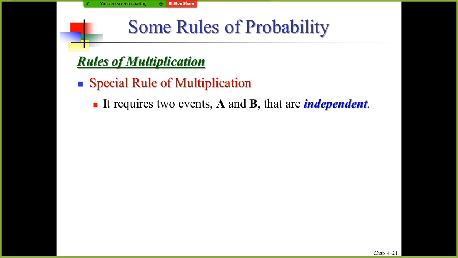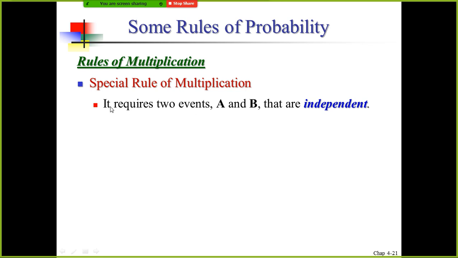Okay, in order to study the special rule of multiplication, we are required to have at least two events. So in this case we have two events at least, but that means at least two events. It should be 2, 3, 4, 5 or 6, 7, up to n.